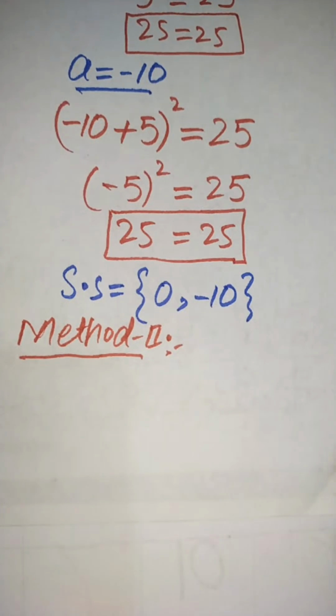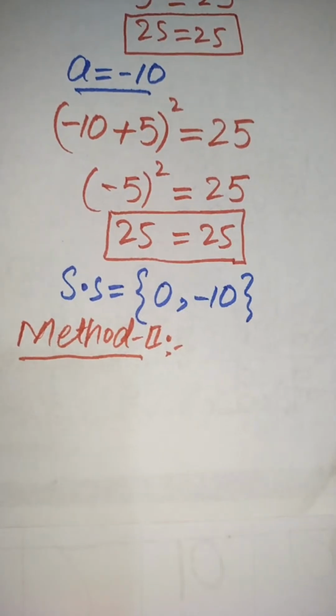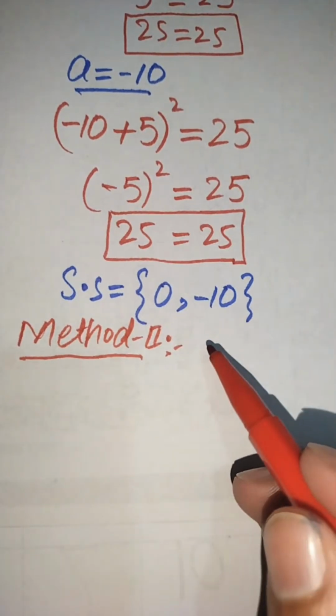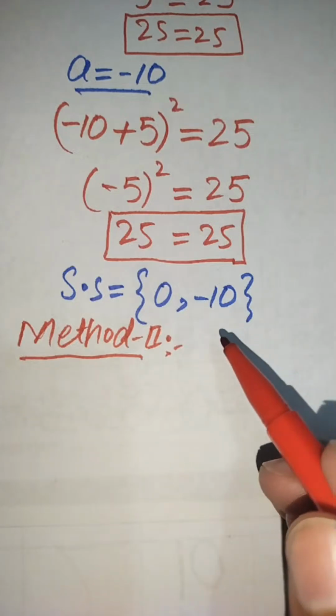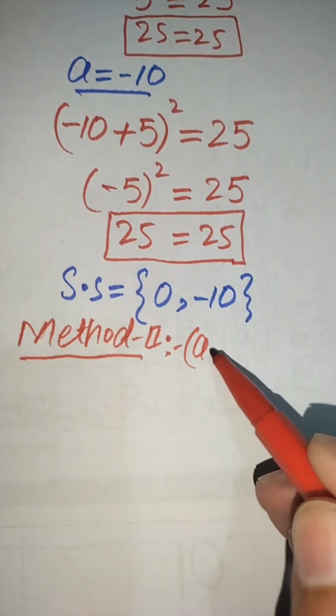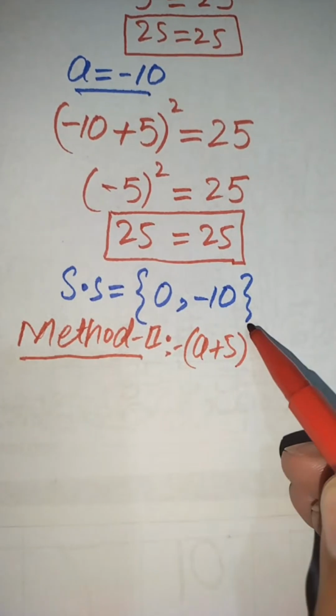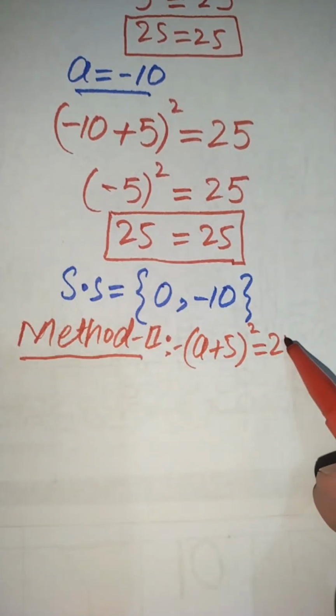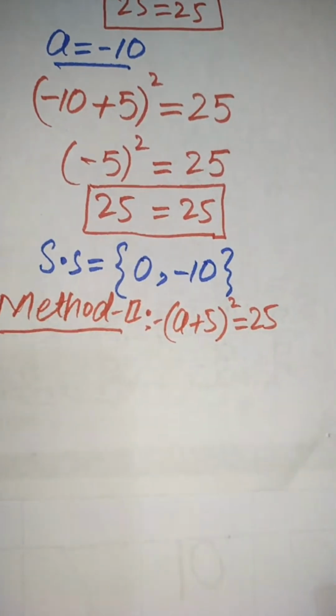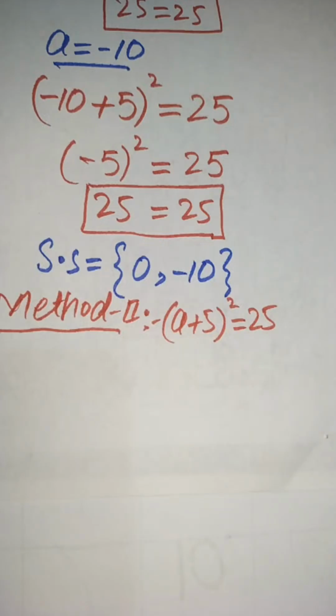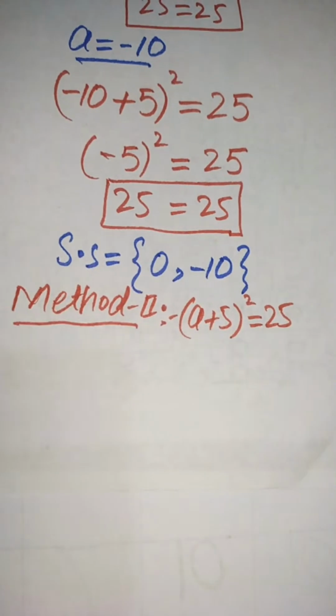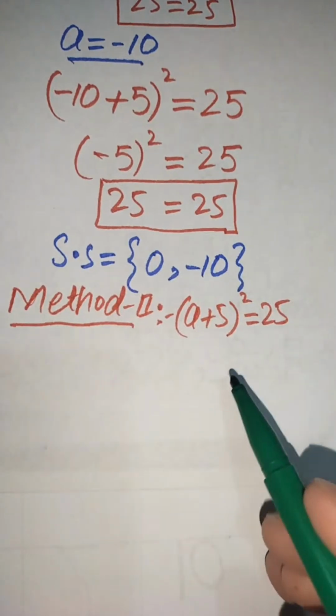And now we move towards our second method, and in the second method we need to copy down the given question statement here. The given question statement is (a + 5) whole square is equal to 25. So in the second method we use another algebraic formula in order to solve this quadratic equation.